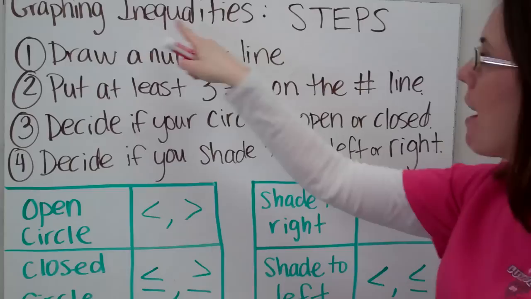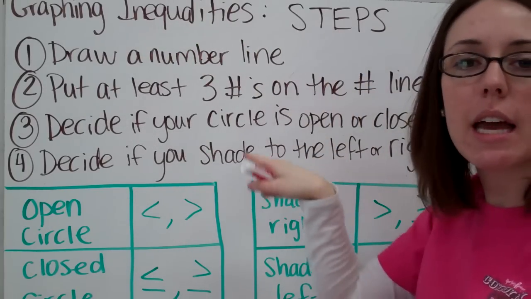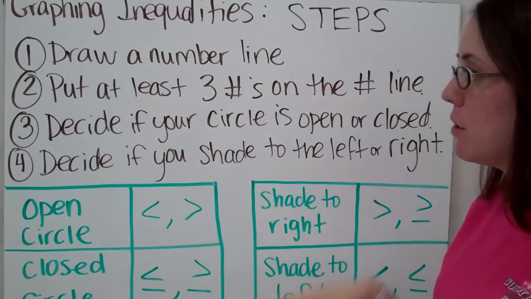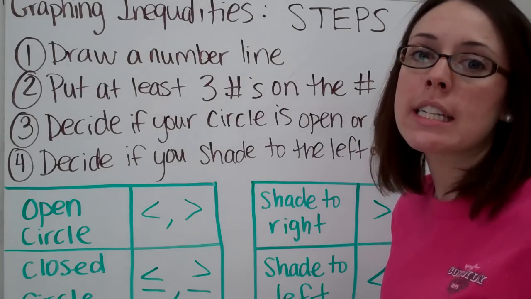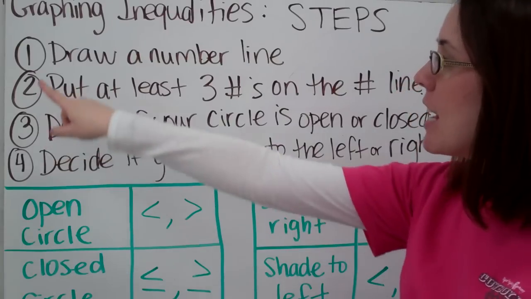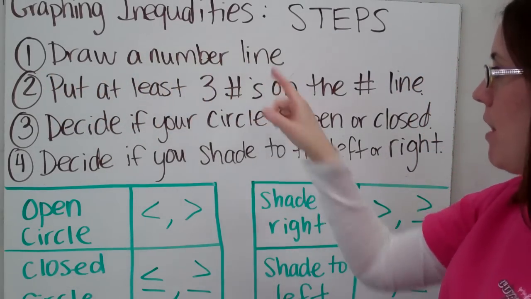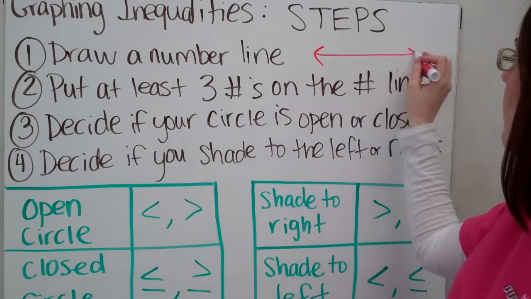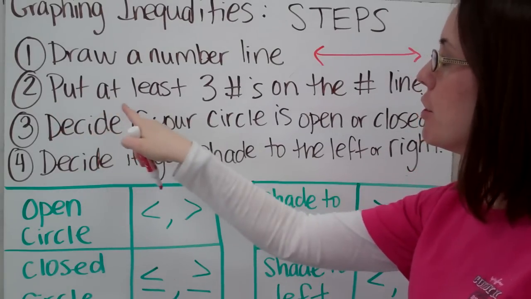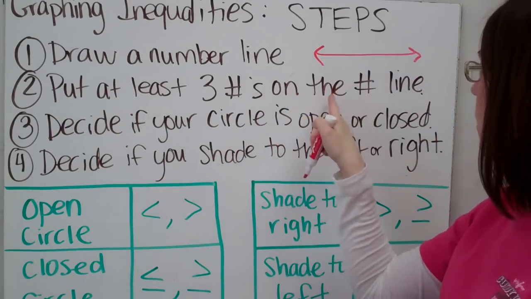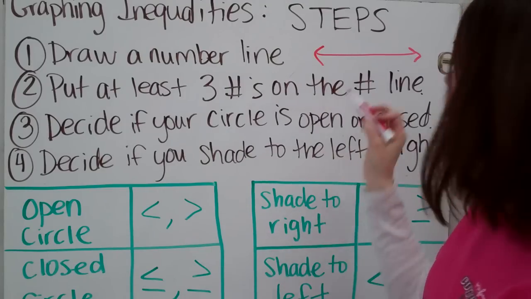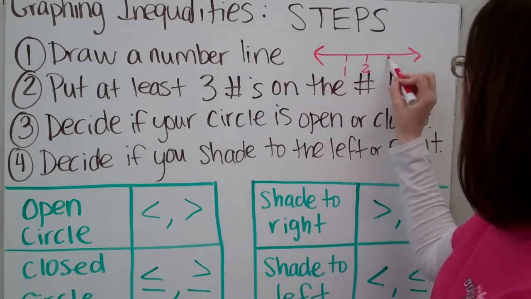We are now going to graph inequalities. These are the 4 steps that I really need you to get, as well as these 2 charts. This will make sure that you're successful in graphing inequalities. Number 1, draw a number line. Remember, a number line looks like that. Number 2, put at least 3 numbers on the number line. I would want you to put like 1, 2, and 3.